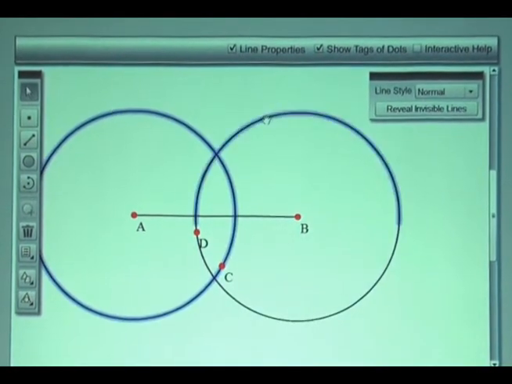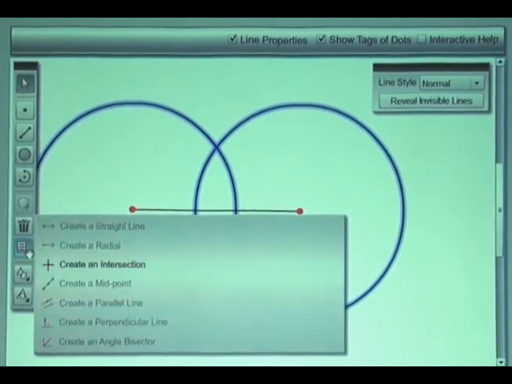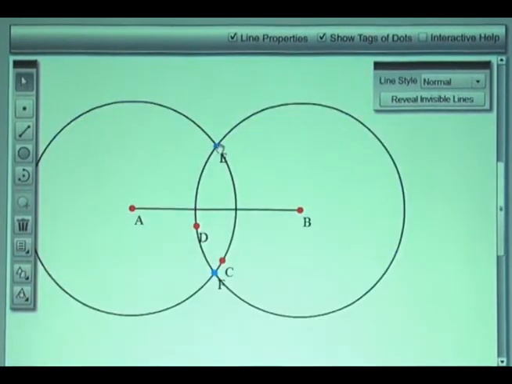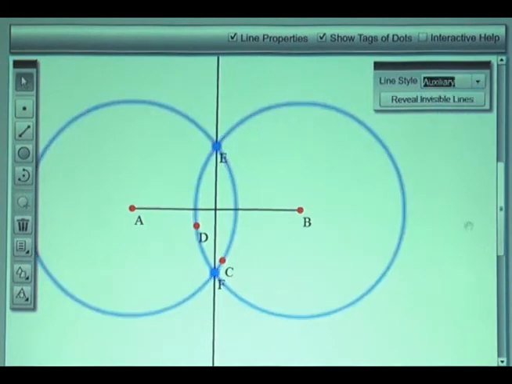Now, mark the intersections of the two circles. Draw a straight line that goes through the two intersections. Set the two circles to be auxiliary lines. And this is how we draw a perpendicular bisector using the Geometry Plotter.